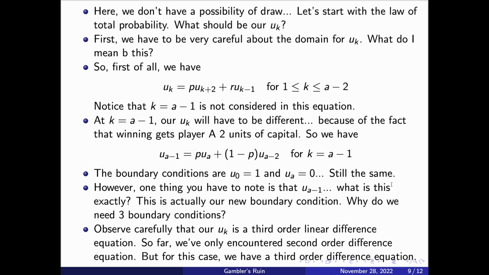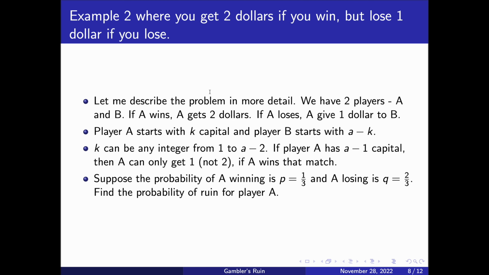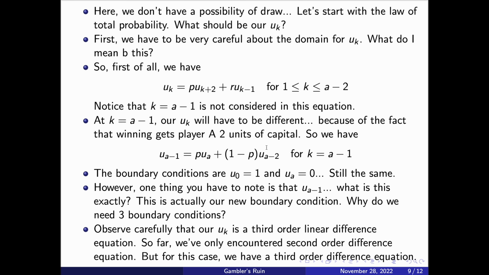So here we do not have a possibility of draw, so that's at least a good part. One thing that you have to be careful about in this problem is the domain of this function u of k. What do I mean by this? There should be a typo here, but first of all, for k from 1 to a minus 2, using the law of total probability, we get something like this. And notice that we have k plus 2, not k plus 1. So that is the key part here.